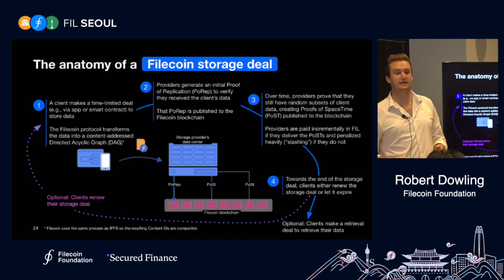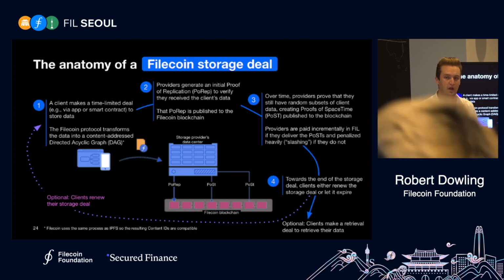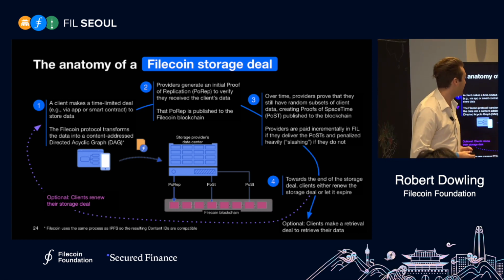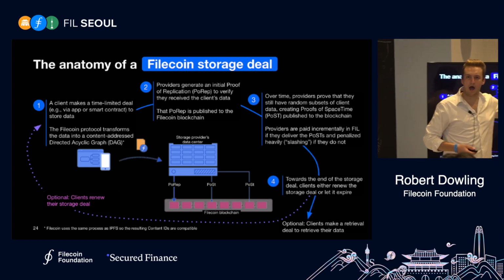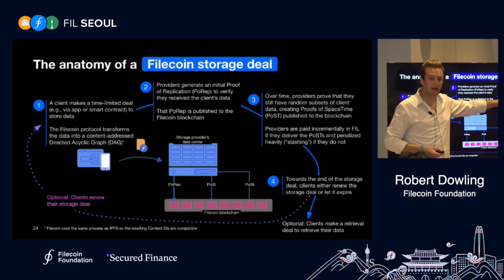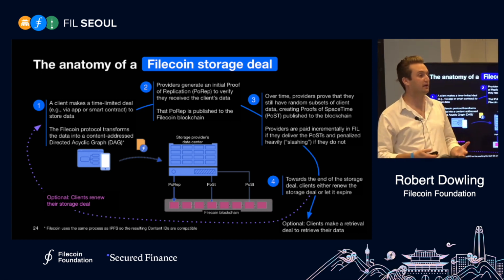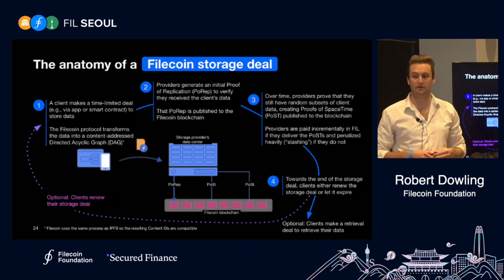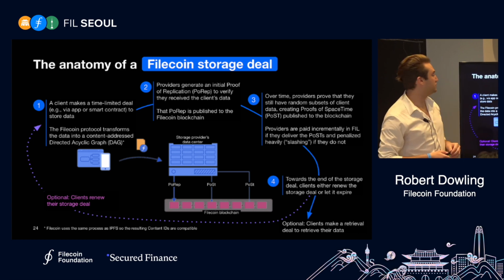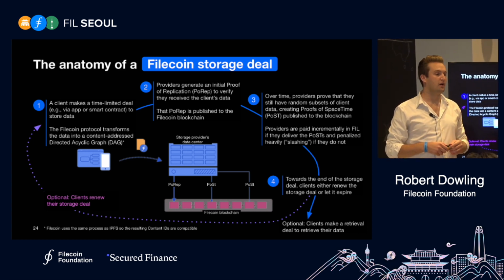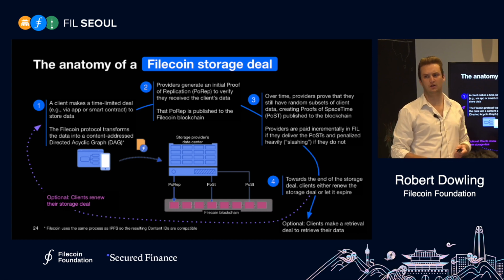So this proof of space-time is another cryptographic proof that the storage provider presents to the client saying, hey, I have your data in the literal memory space in my data center at this period of time. You can continue to pay me Filecoin. If the storage provider fails to provide this proof of space-time, they suffer from something called slashing.